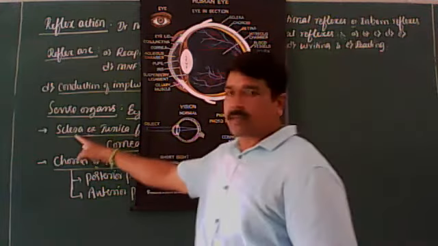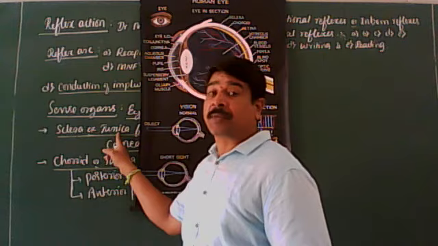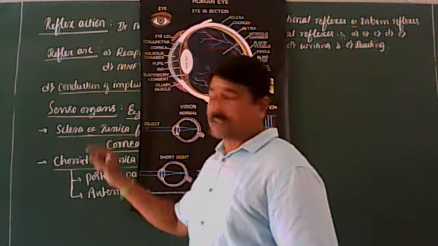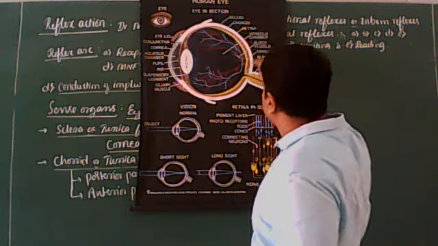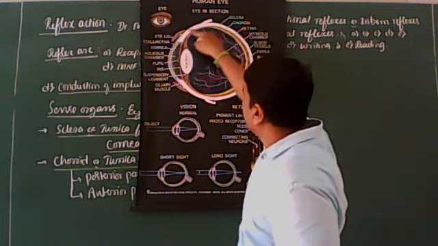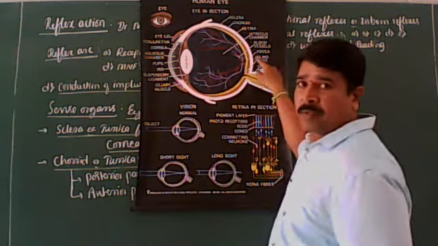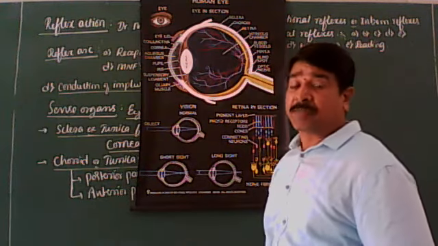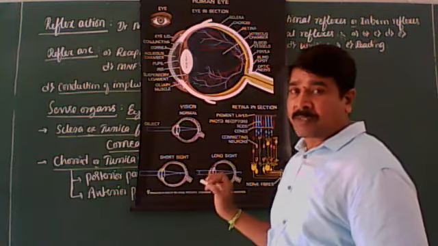As I said, the outer layer is the sclera. It is also called tunica fibrosa. This is the sclera, the white part that is there. This is the outermost layer of the eye, made up of dense fibrous connective tissue.